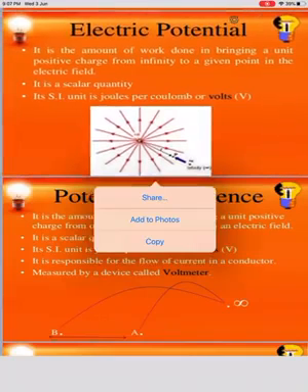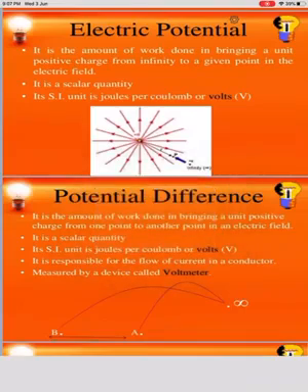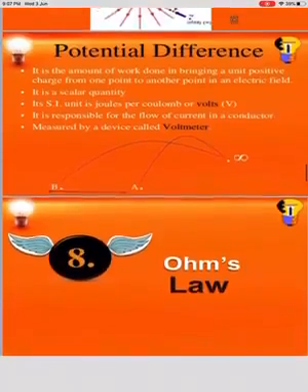Remember, infinity to a given point in an electric field. Electric potential is a scalar quantity, and its unit is the volt. That is, V is equal to W upon the electric charge.